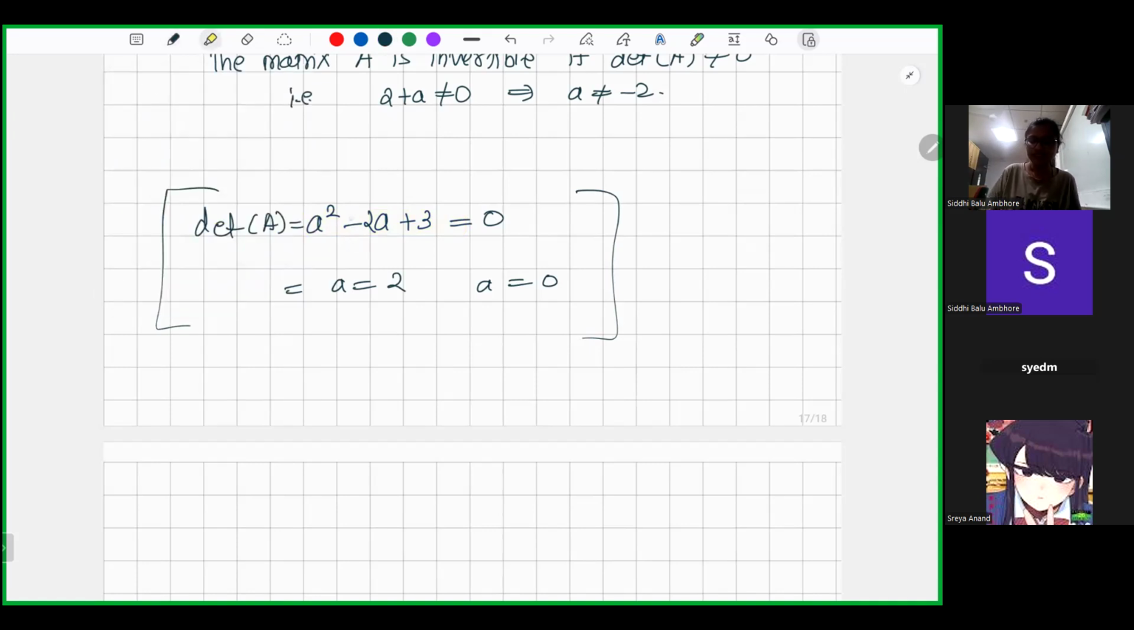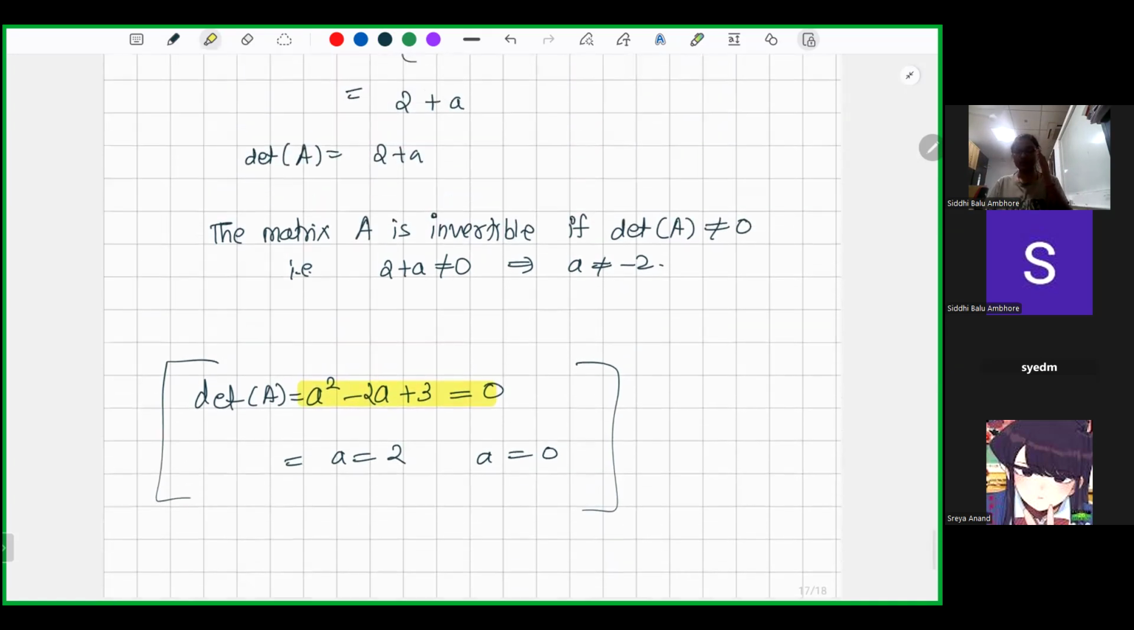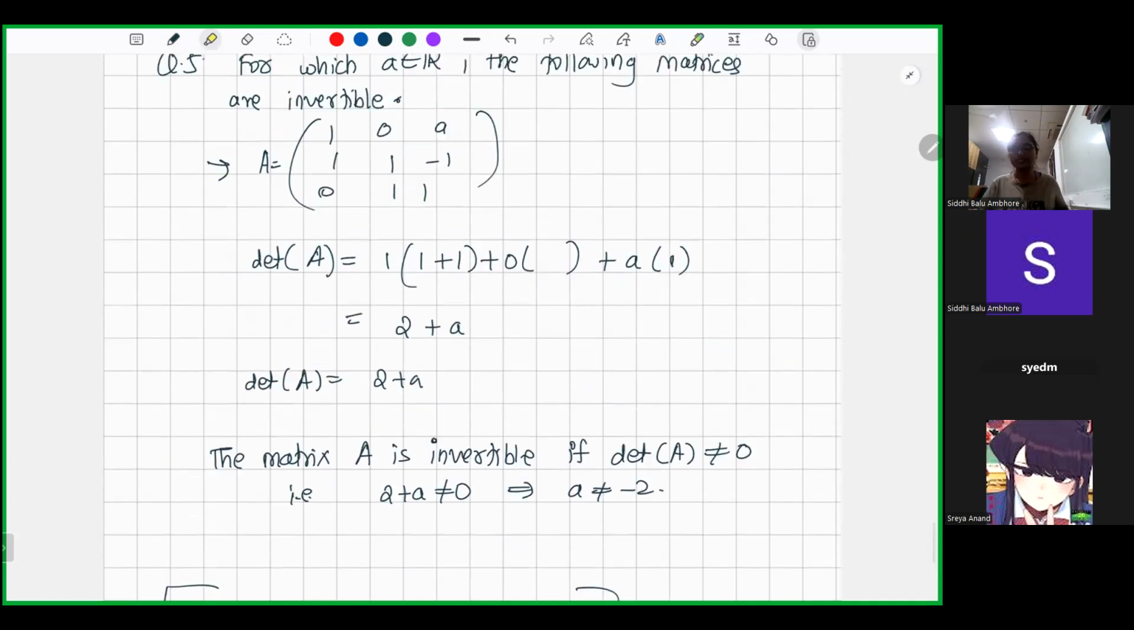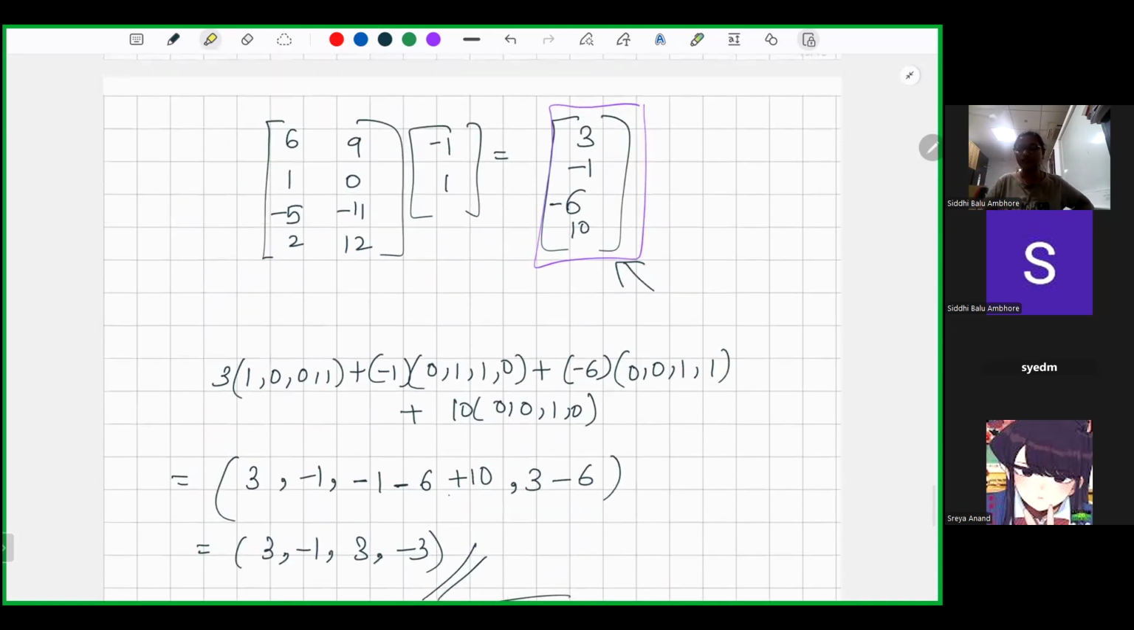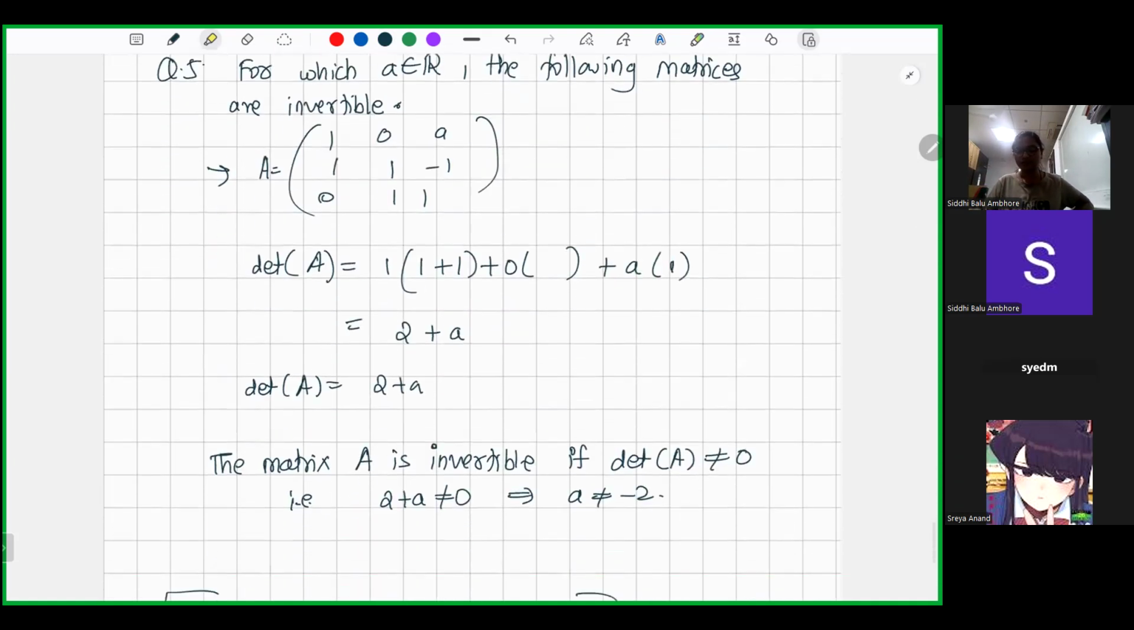Yeah, so that's it. You just have to check where the determinant is non-zero, and you can conclude whether the matrix is invertible or not. Are there any questions about this matrix representation or anything which we did so far?